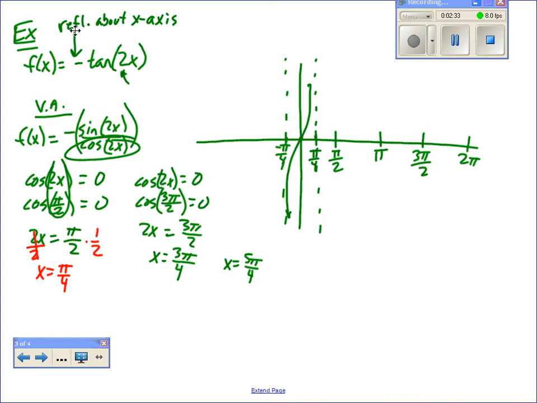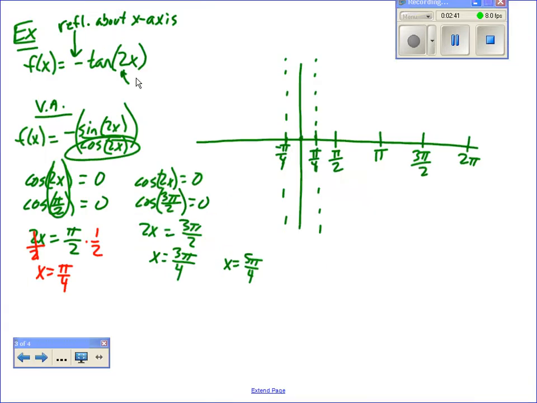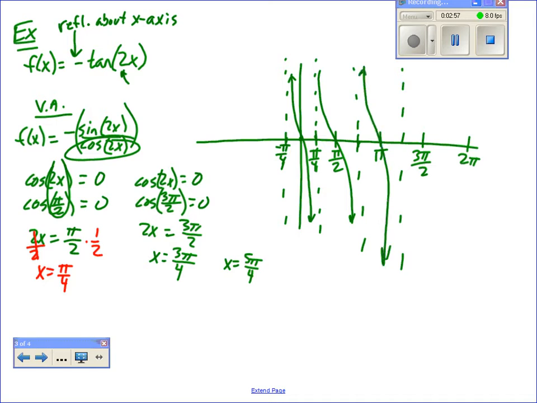So now it's going to be each of those points flip-flopped, okay? So more like that, okay? And then 3 pi fourths, so the next one's going to be like that. Okay, and so on. Alright? Anyways, approximately.